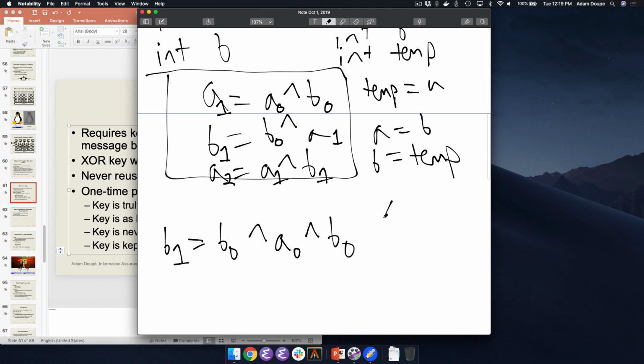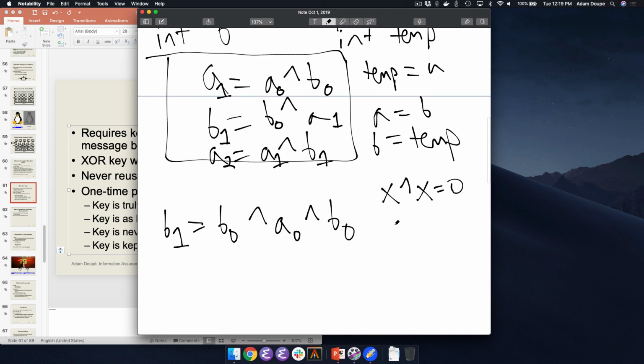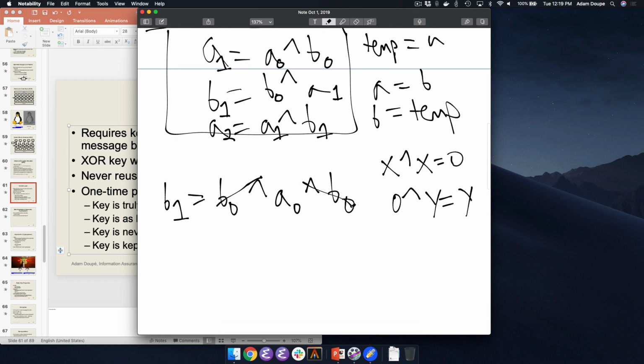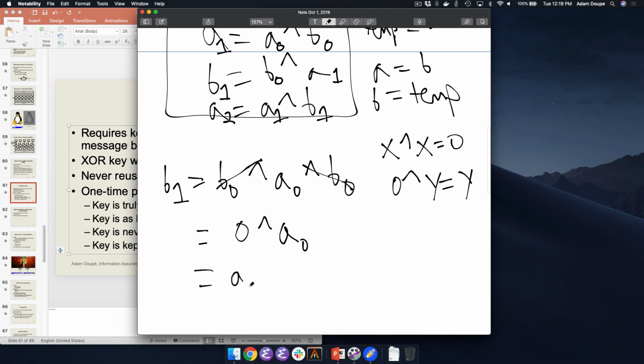And we have X XORed with X is equal to 0, and 0 XORed with Y is always equal to Y. So these are properties we're using of the XOR function. So these XORs cancel each other out. Or technically they would go to 0 XORed with A0, and then this is equal to A0, so we'd say B1 is equal to A0. Everyone good on that part?